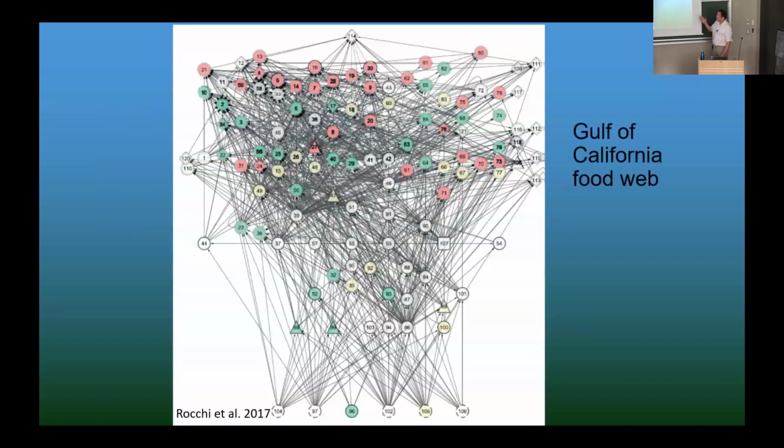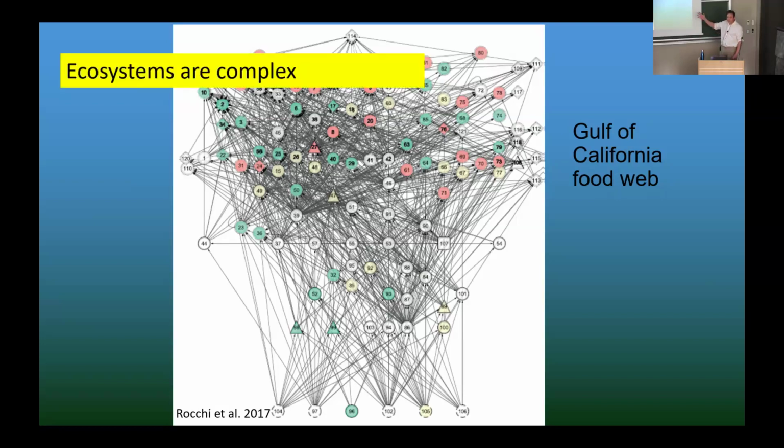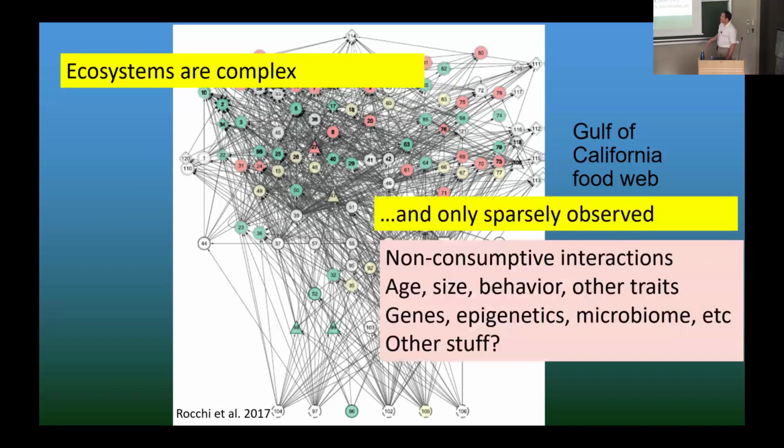So this is a food web from the Gulf of California, and it's got over 100 species and connections between them. I'm not really going to talk about this at all in my talk. The point I'm trying to make is that ecosystems are complex, which I didn't really need to make you all know that, right? But this is just a food web, right? Even though this already looks pretty complicated, it's missing tons of stuff, right? Like non-consumptive interactions, but species interactions and other vital rates are affected by age, size, behavior, and other traits. Those are in turn affected by genes, epigenetics, microbiome.